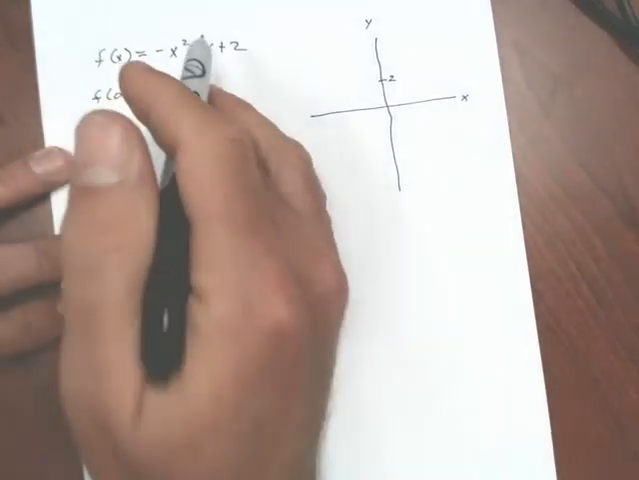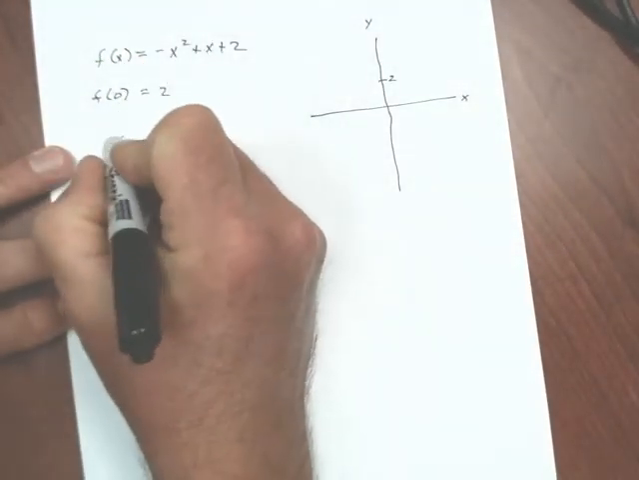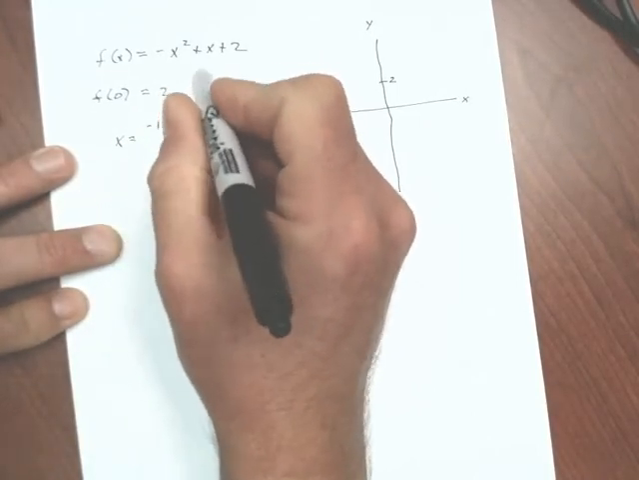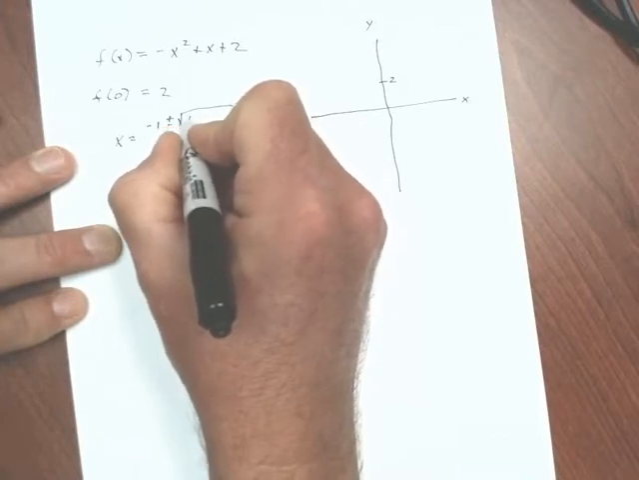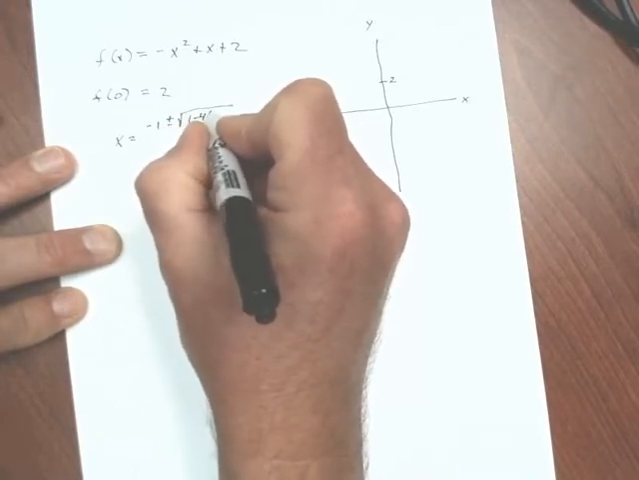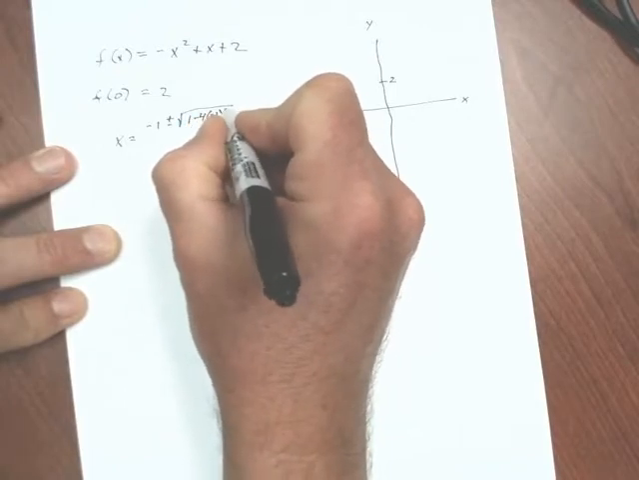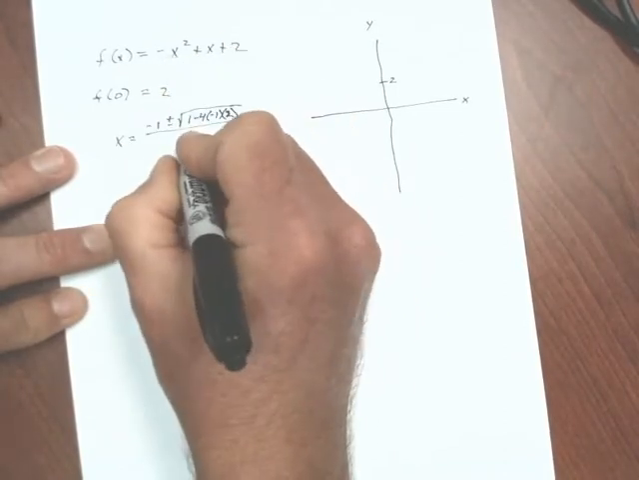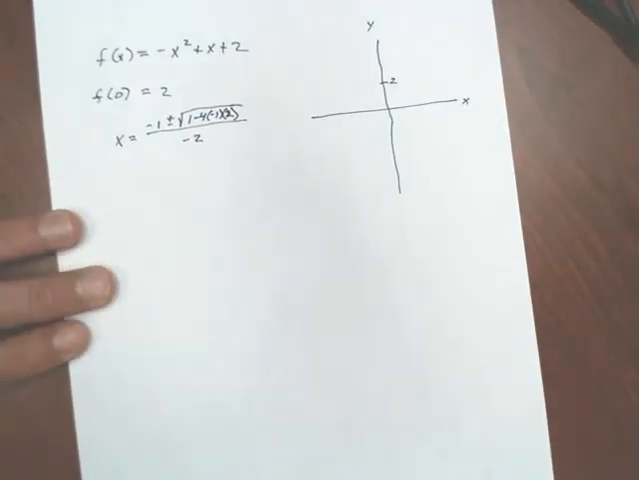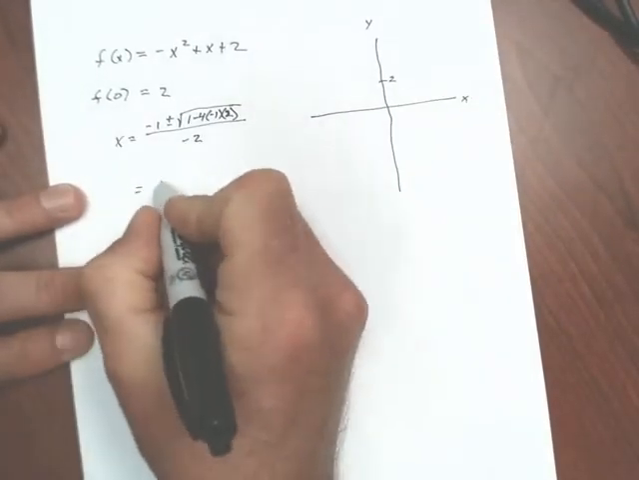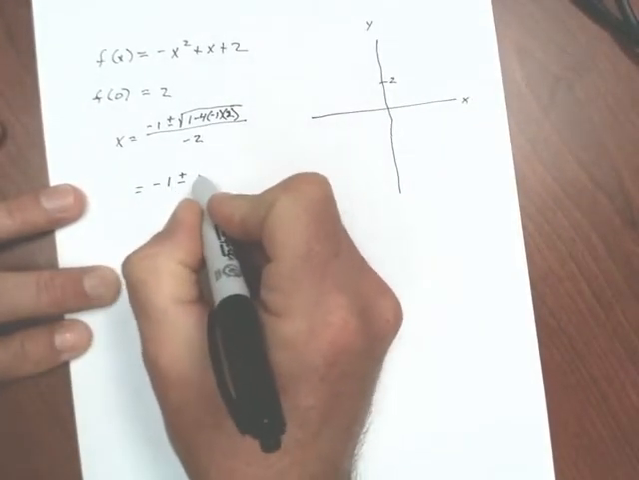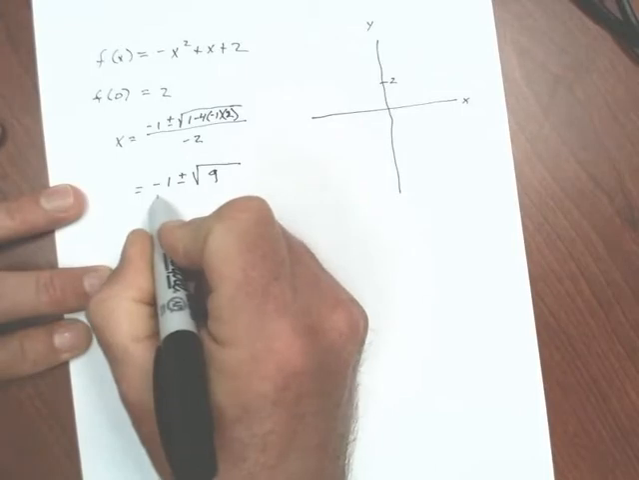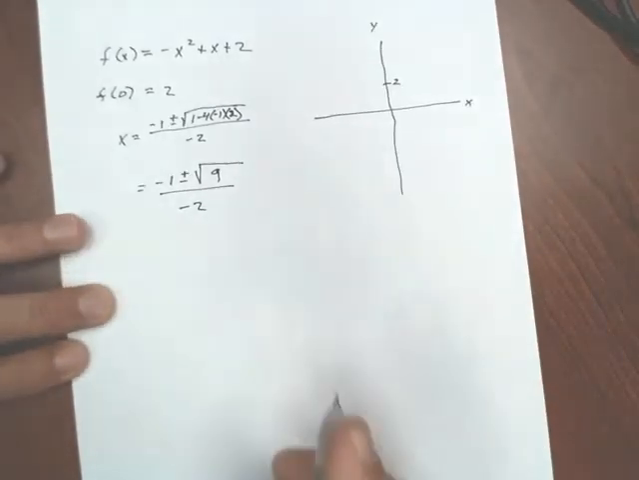We do have a proper quadratic function here, so we can go ahead and plug that into our quadratic formula. So x equals -1 plus or minus the square root of 1 squared, which is 1, minus 4 times a, which is -1, times c, which is 2, all divided by 2a, which is -2. So x equals -1 plus or minus the square root of 9, divided by -2.